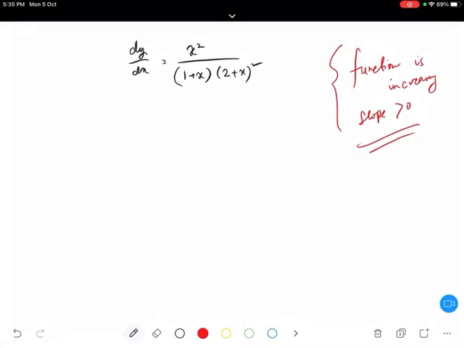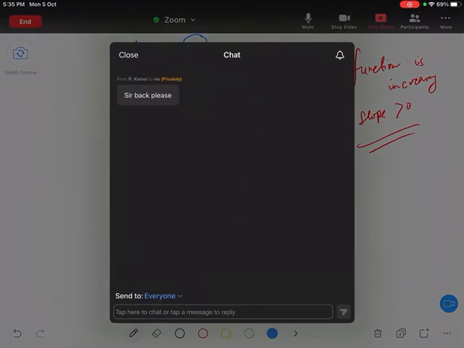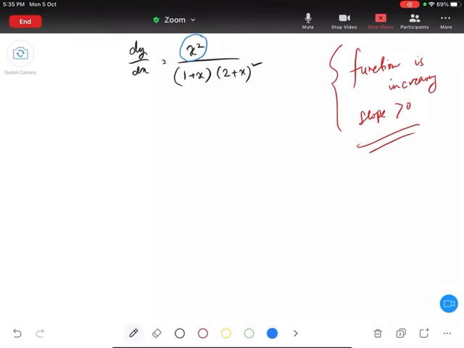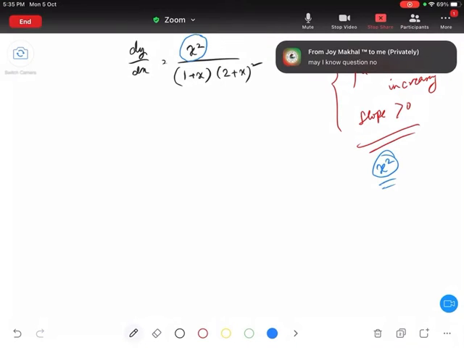Now look at the differentiation carefully. Now tell me, will x square ever be negative? The square of any real number, will it ever be negative? No. Yes or no? The square of any real number.